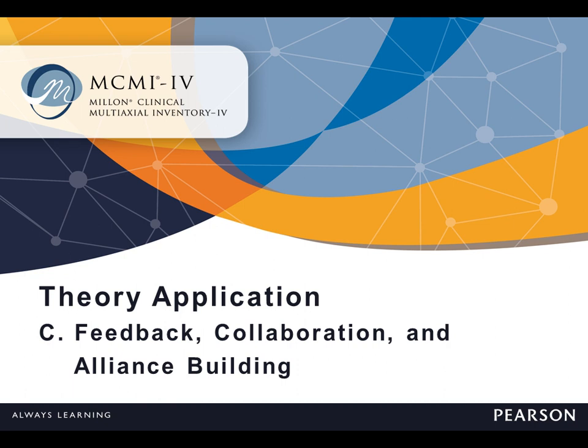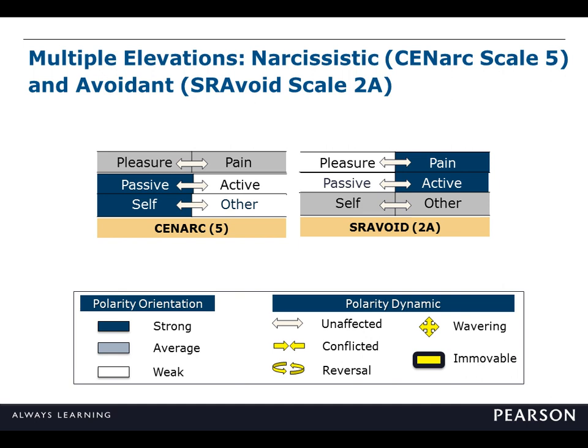To demonstrate this, I've chosen an elevation that doesn't often show up only directly on the MCMI-IV. I've seen it more commonly when I've given an MCMI alongside of a Rorschach, but I have seen it on the MCMI-IV alone, and that is a co-elevation of the narcissistic scale and the avoidance scale.